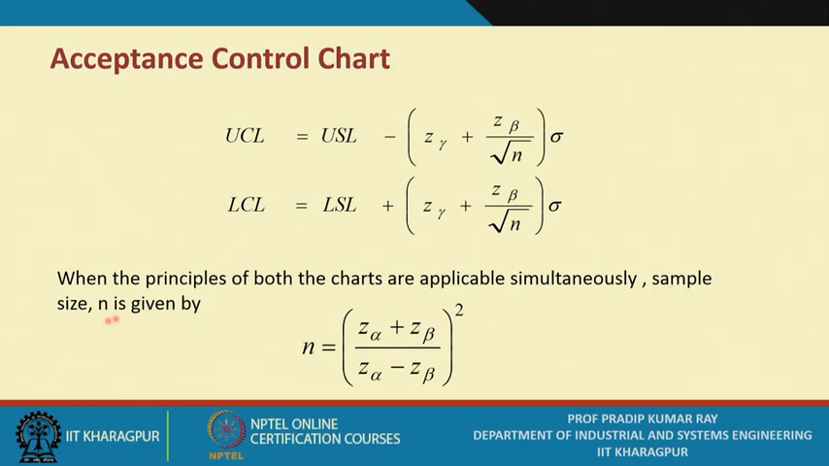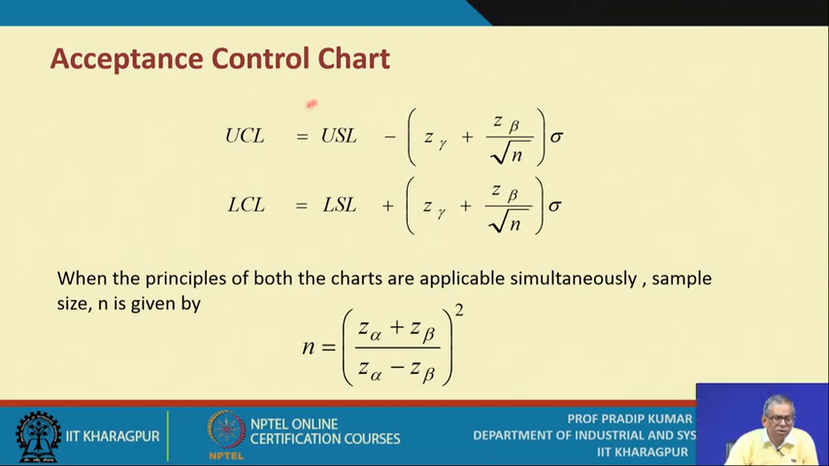And the sample size n is given by this one. That means what you try to do is equate the expression for UCL for the acceptance control chart with the expression for UCL for the modified control chart. Either you equate both these expressions and get the expression for n, the sample size, or you can equate the LCL expression of the acceptance control chart with the LCL expression for the modified control chart. Again you will get an expression for n.